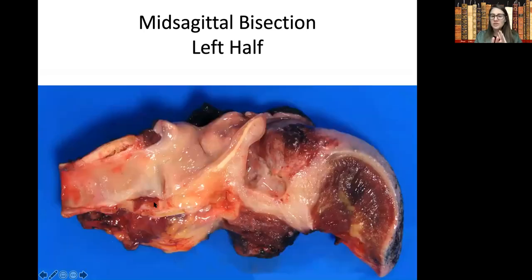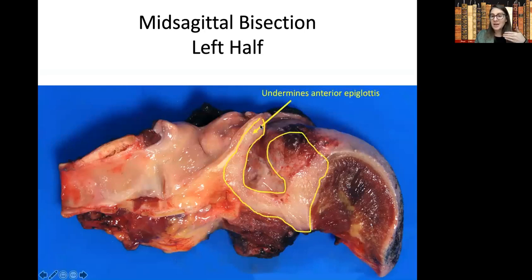Here's the opposite section. Here's the left half of the specimen showing mirror image, very similar findings, right, where the tumor undermines the anterior epiglottis as it has flowed over from the valleculae to the base of tongue, or vice versa, I should say. Again, recapitulating that encroachment on the anterior soft tissue margin.